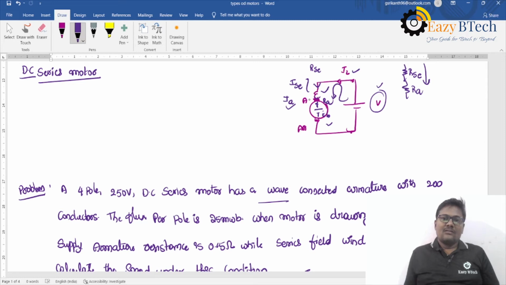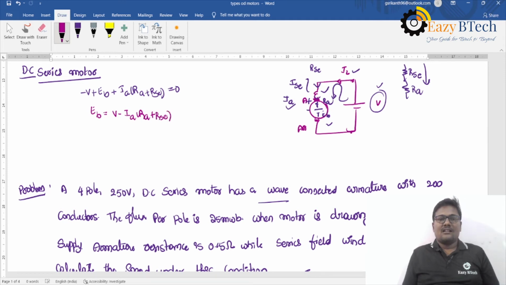Now, always the current flows from higher potential to lower potential. If you apply KVL to this loop, minus V plus EB plus IA times (RA plus RSC) is equal to 0. So EB is equal to V minus IA times (RA plus RSC). And one more thing, IL is equal to IA is equal to ISC in a series combination.